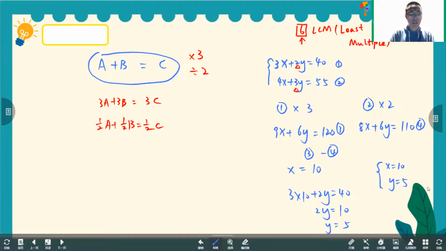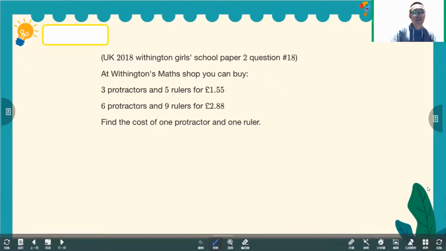Okay, so that means we can look at example questions here. At Washington's math shop, you can buy 3 protractors and 5 rulers for 1.55 pounds, and 6 protractors and 9 rulers for 2.88 pounds. Find the cost of 1 protractor and 1 ruler. Have a go, everyone. You have 2 minutes.